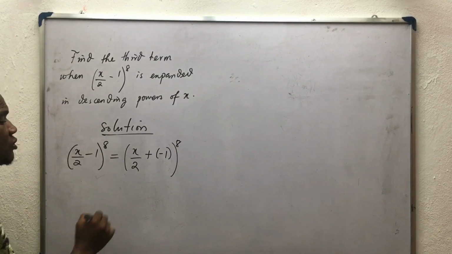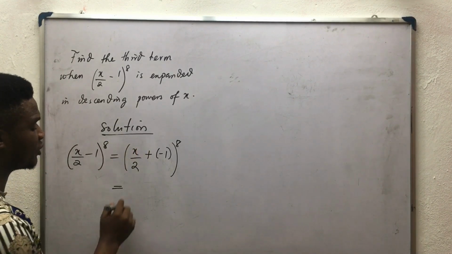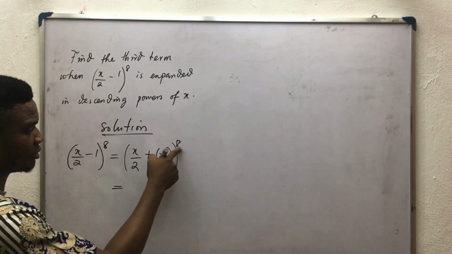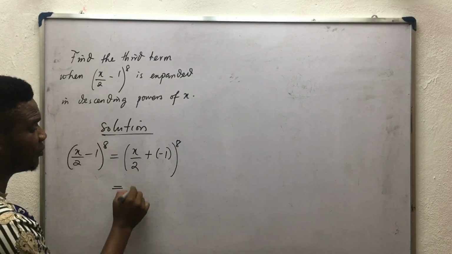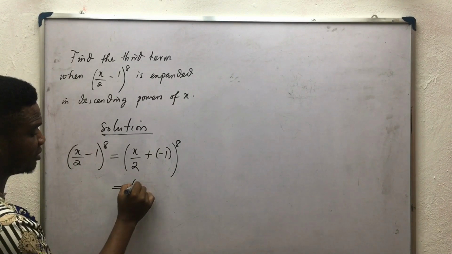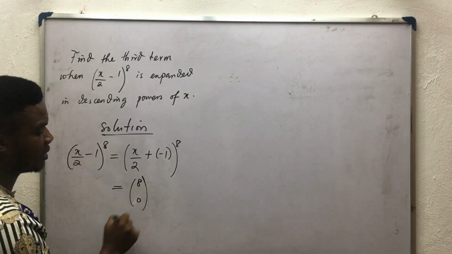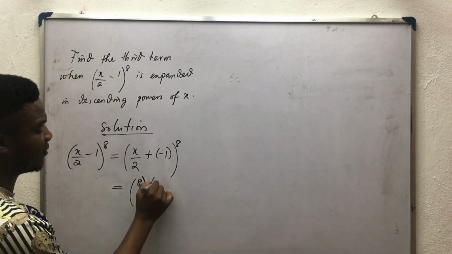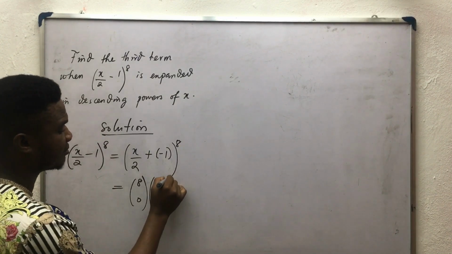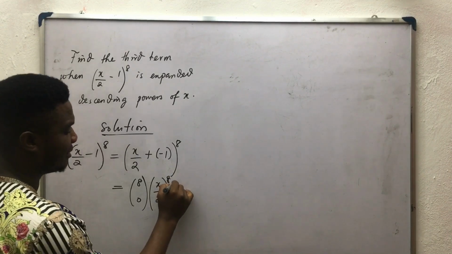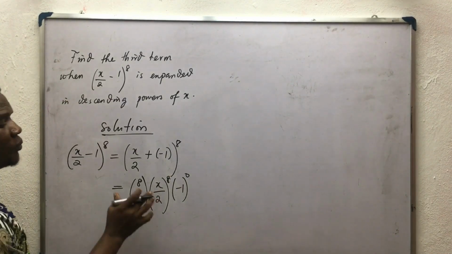So the next thing I'm going to do is to apply the binomial expansion. From the binomial expansion, the first term carries the total power 8. So I'm going to write here, starting with 8 combination 0, and in bracket I'm going to have x/2 all raised to the power of 8, and then minus 1 raised to the power of 0. So this will be the first term.